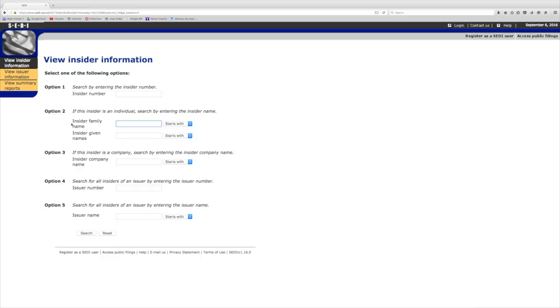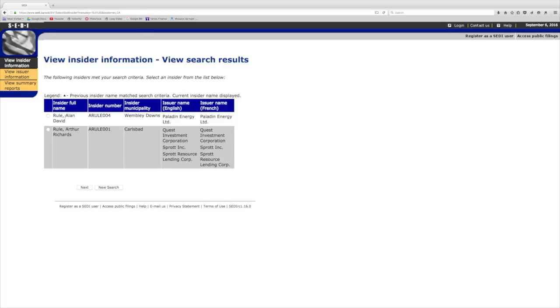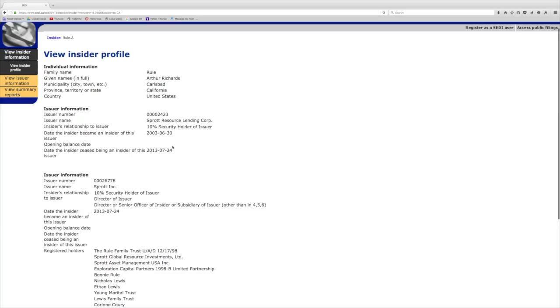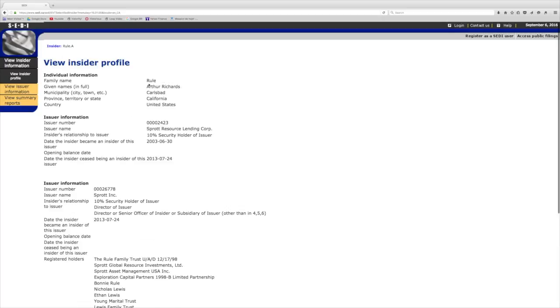Let's take somebody here, insider family name. Rule. Do we think Rick Rule is under Rule? I don't know. Let's search. David Allen Rule. Arthur Richards Rule. Okay. Carlsbad. This is where Rick Rule works. So this is probably him, right? Arthur Richard. Hold on. Arthur Richards. He's not really Rick. I am very disappointed. Sprott. Okay. That has to be him, or like a twin of some sort. Next. Okay. Here you have some information about this person. Yeah, that's definitely Rick Rule.